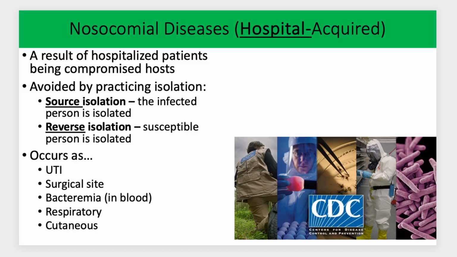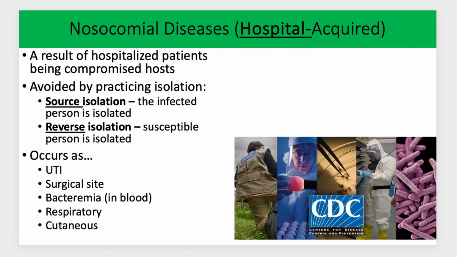So nosocomial diseases, we talked about that previously in the last unit. That would be these hospital-acquired diseases. So these are avoided by practicing two types of isolation. So you have source isolation and reverse isolation. Source isolation would be you take the person who has that disease and you get them away from everybody else. So you isolate the person with the disease. Reverse isolation is when you have someone who would be susceptible to that disease and you isolate them so they do not get the disease.